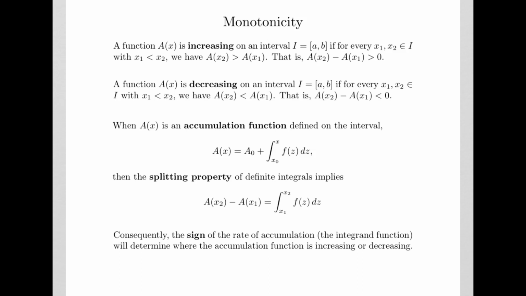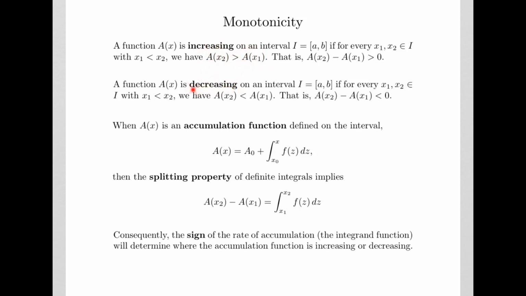Alright, monotonicity is the property of a function that describes where it's increasing and decreasing. So if I have a function, we say it's increasing if I think about an interval. So we're going to talk about increasing on an interval. We think about any 2 points in the interval, and I consider them to have an order. So x1 is meant to be on the left of x2. It's increasing if the point on the right is greater than the point on the left.